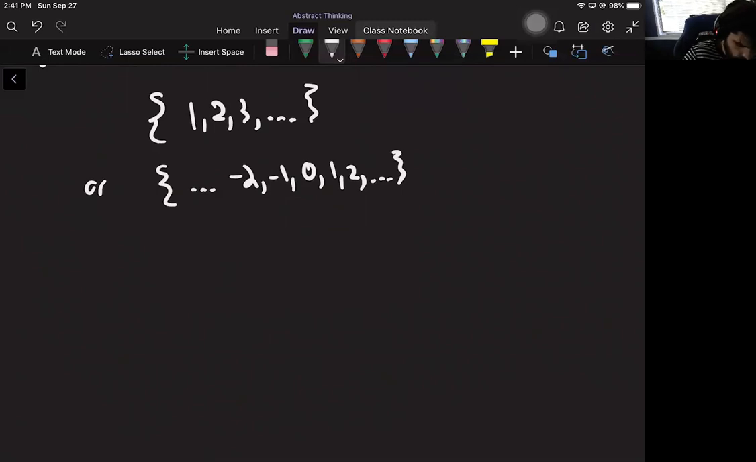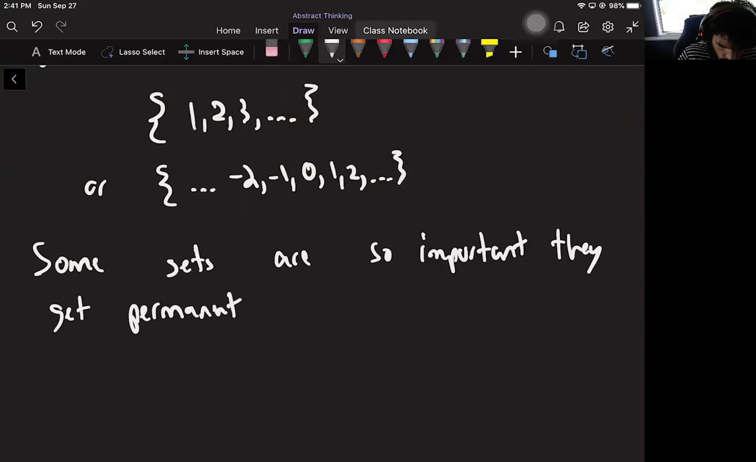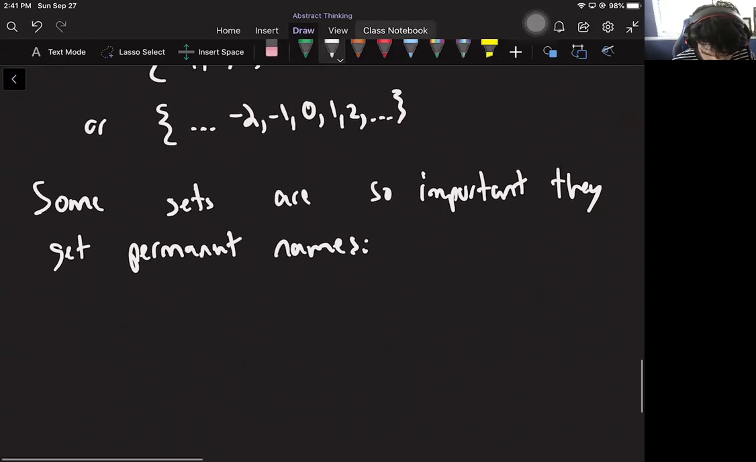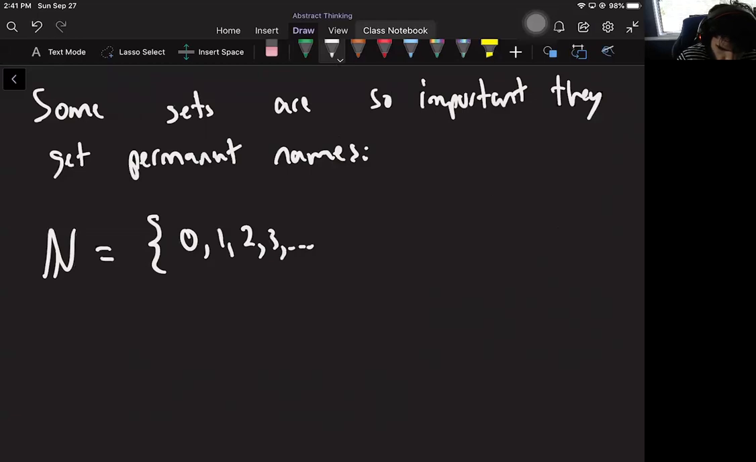Okay, so some sets are so important that they get permanent names because we have to reference them so many times. And here is the first one. So they're supposed to be boldface letters. So this is supposed to be like a boldface N. I'm not very good at drawing it despite my PhD, so sorry. But this set is the set with the whole numbers starting at 0. So 0, 1, 2, 3, and so on forever.